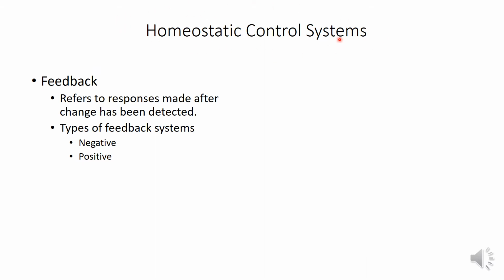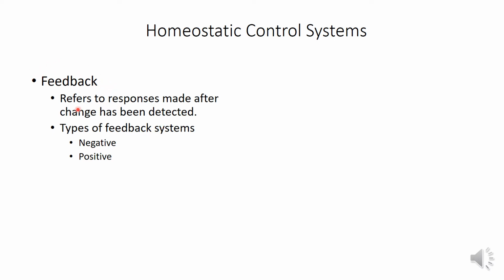Most of the control systems involved in homeostasis use the feedback mechanism. What is meant by feedback mechanism? It means that the response is made after the change has been detected. For instance, a change in the blood pressure, an increase in the blood pressure. The change occurs and the response will occur after the change occurs and is detected.